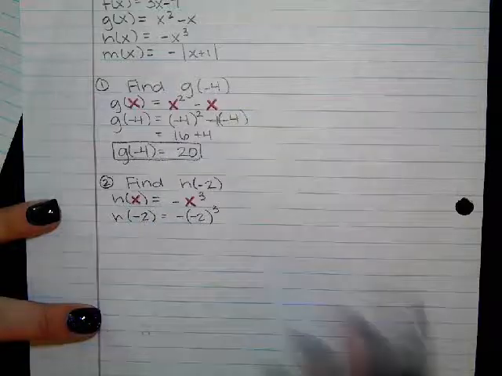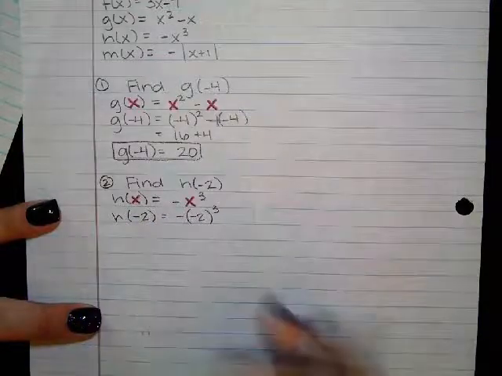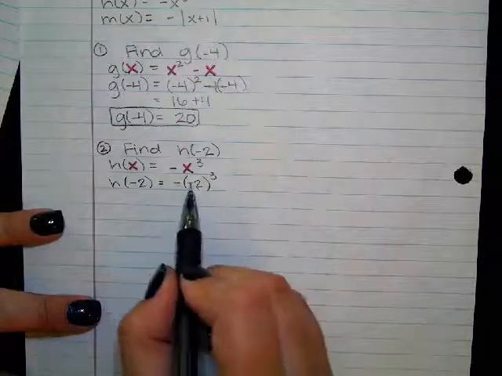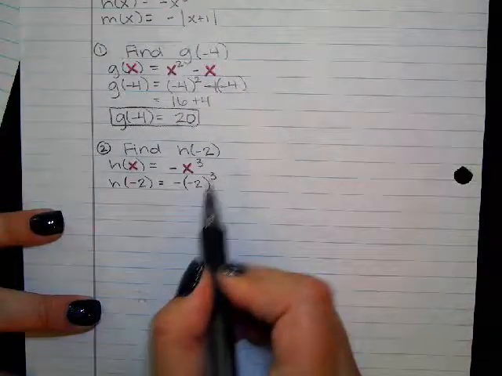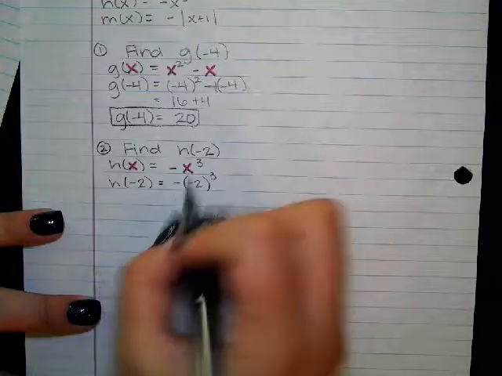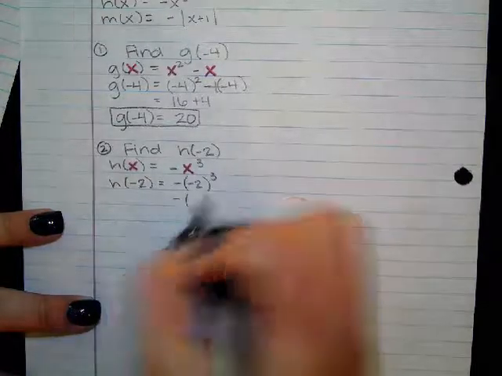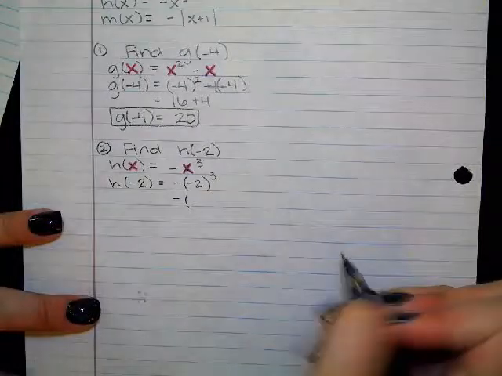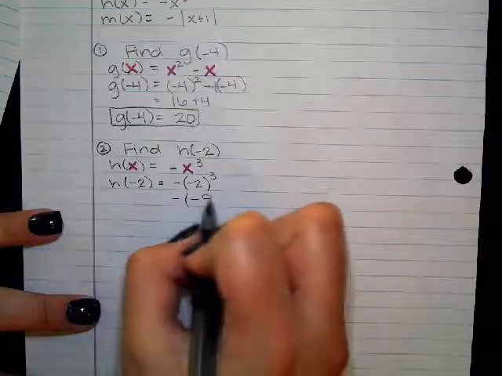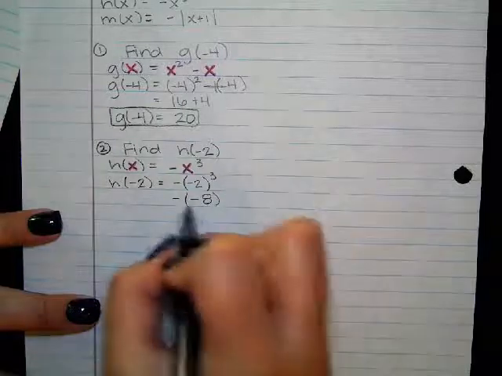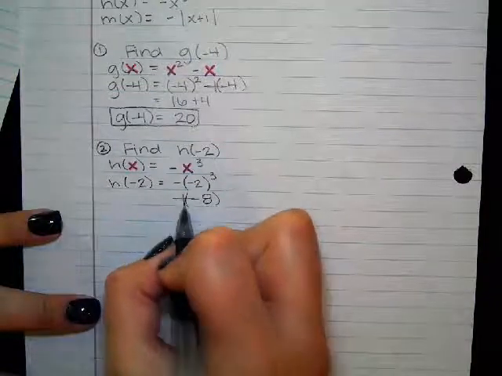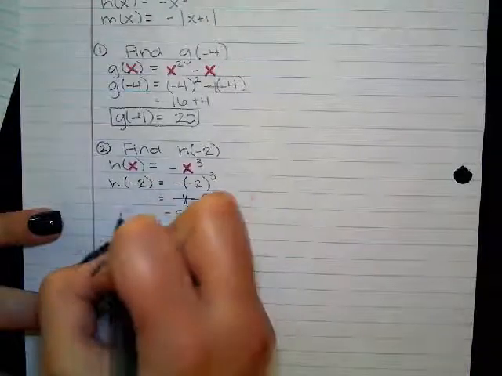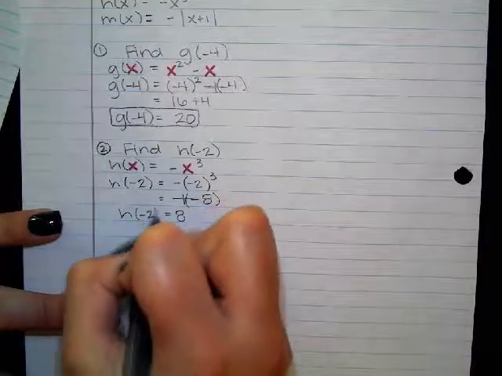Right? So I'm going to be careful about my order of operations. I know that I should not cancel out these negatives. I need to do the third power first. So I've got negative of negative 2 to the third power is negative 2 times negative 2 times negative 2. That's negative 8. And then I can say negative times negative is a positive, and so this is positive 8. And then I can go ahead and drop my notation down. h of negative 2 is positive 8.